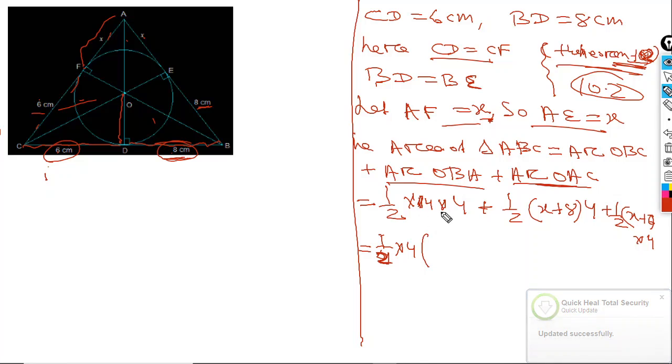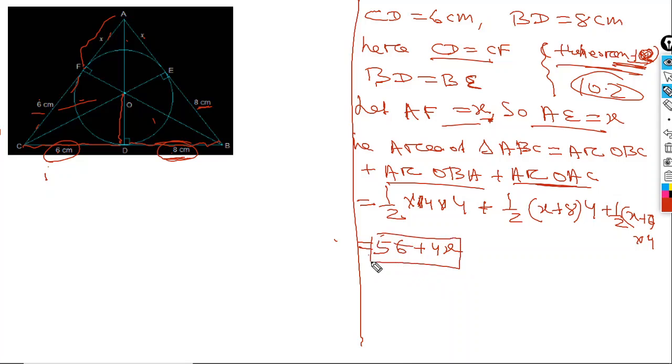Then it will be 14. Please solve it; after solving you will get, I am just directly writing the answer so that we have sufficient space, because you will not have sufficient space for it. After solving you will get 56 plus 4x. So this will be the area of triangle ABC: 56 plus 4x. Now again here we are not able to find the value of x.